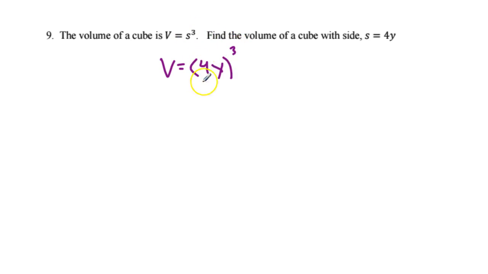It's really important to put the parentheses around the 4y, because this whole s is being cubed, and so this whole 4y has to be cubed. Once you get this, you're going to expand this 4y cubed. You write it 3 times, and then you simplify. And that's it. And good luck.